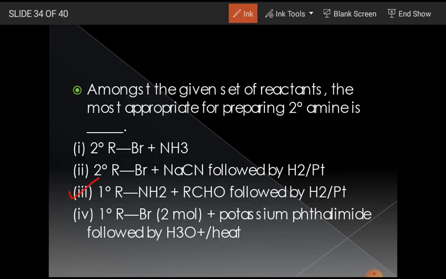We are taking a primary amine RNH2 plus RCHO. So that time we will get an imine, and then we have to treat it with hydrogen in the presence of platinum. We will be getting a secondary amine. So that is the best method of preparation of amines. We have to prepare secondary amines, so that is the best method.